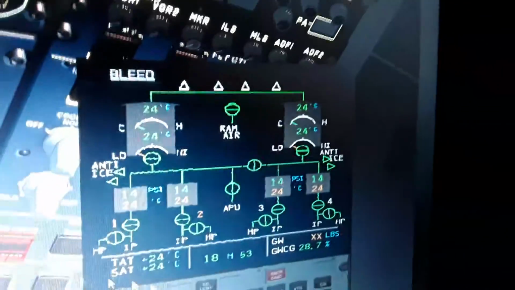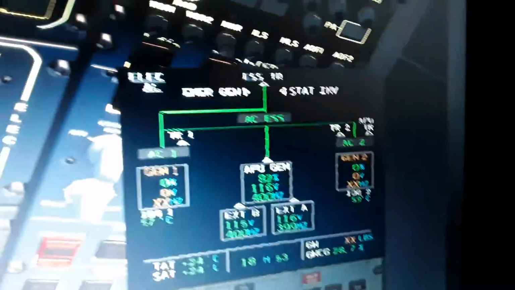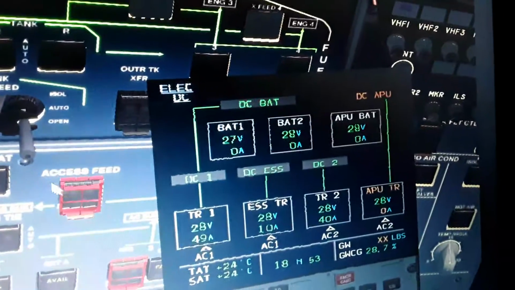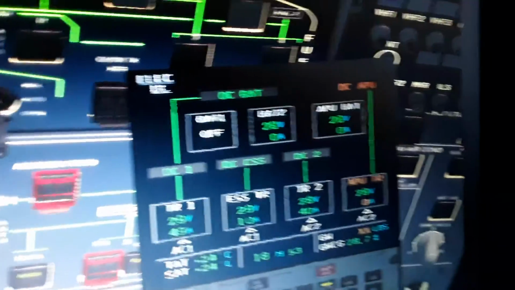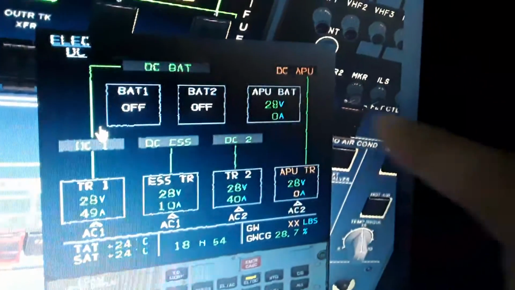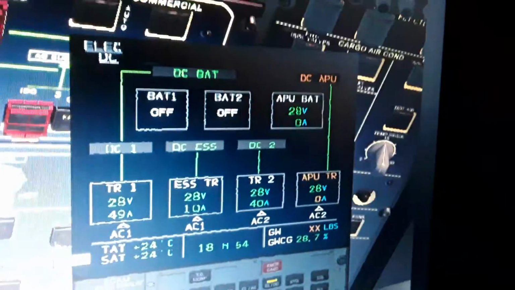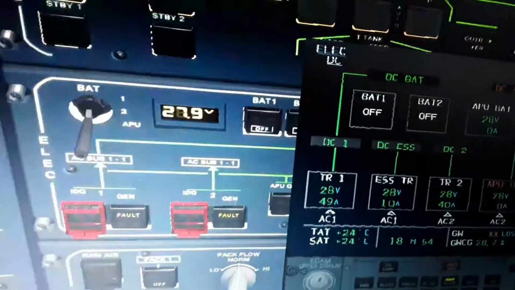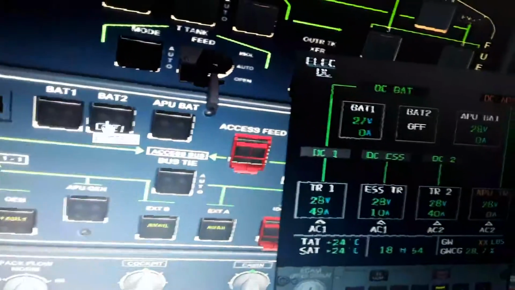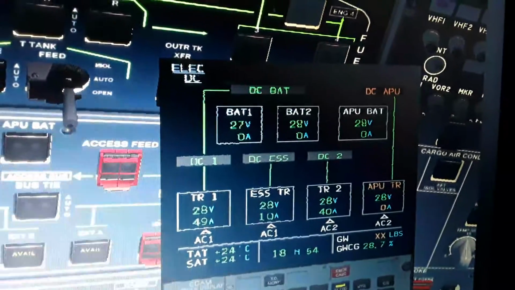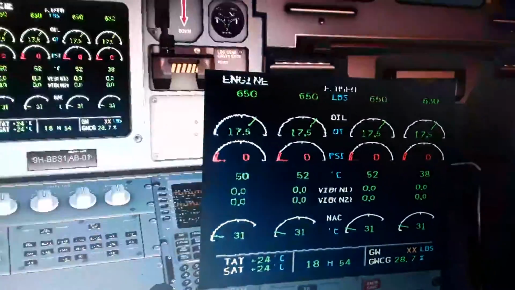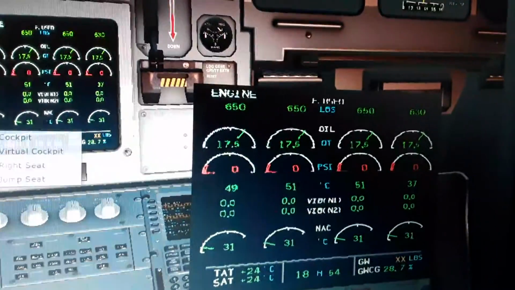Here the electric, you can see some reconfigurations. So if I turn the batteries off, maybe we're going to have the APU feeding this system. There is no failure in the electrics. So I'm going to start the engines now. Maybe I'm going to come here in this view again.